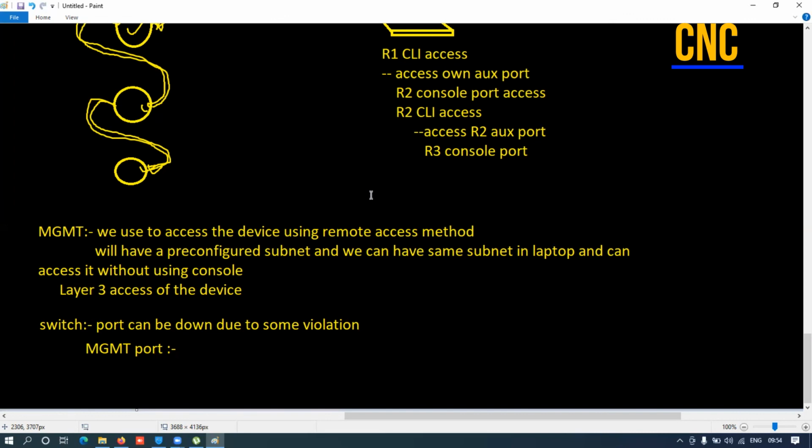So that is the reason. Sometimes we can have a violation and the port can be down, so the management goes down. It means I have to again go to the device, take the console access and reconfigure it. But if we have the management port on the device, the specific management port can be used to again access the device if any of the ports go down. Okay, clear? Yes sir. So like sir, the MGMT port is acting as a backup path on the switch?